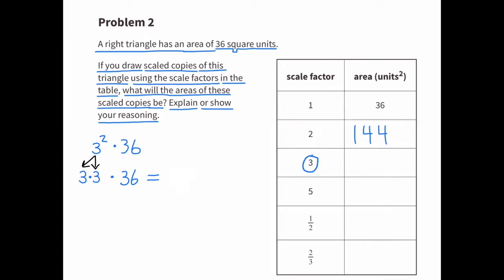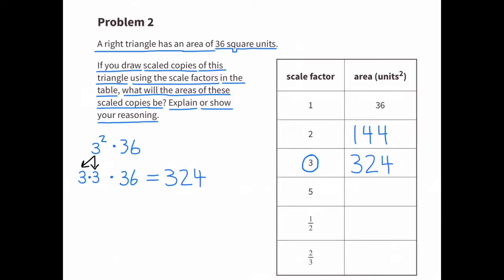When the scale factor is 3, we'll use 3 squared times 36, which means 3 times 3 times 36. 3 times 3 is 9, 9 times 36 equals 324. So when the scale factor is 3, the area is 324 square units, or 324 units squared.